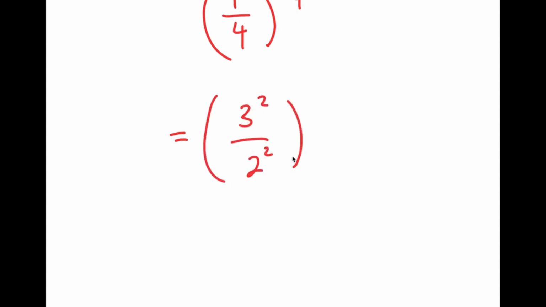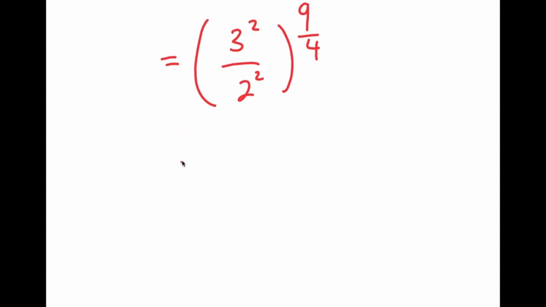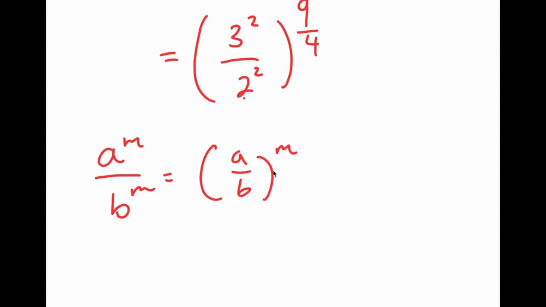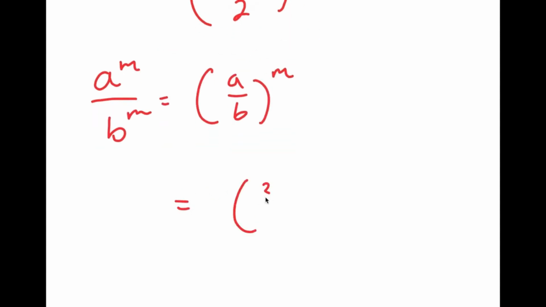Alright, so in this video, I'm going to solve the problem 9 over 4 to the power of 9 over 4. So to solve this, I'm going to first rewrite this as 3 squared over 2 squared to the power of 9 over 4. And if I have something in the form a to the power of m over b to the power of m, this is equal to a over b to the power of m. So 3 squared over 2 squared is going to equal 3 over 2 squared, and I still have this to the power of 9 over 4.